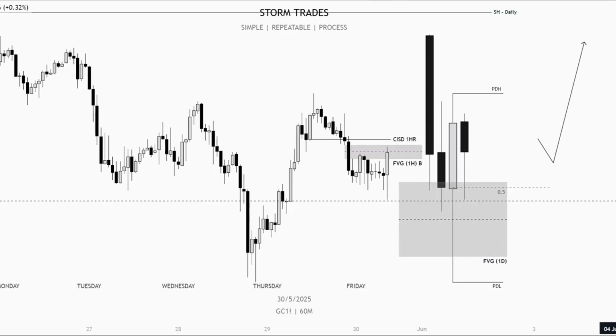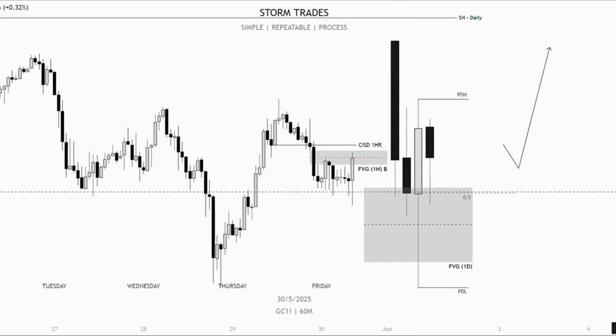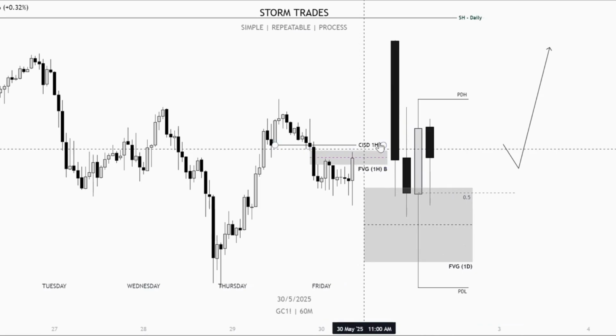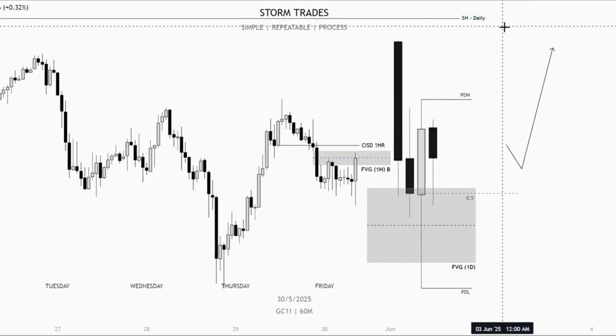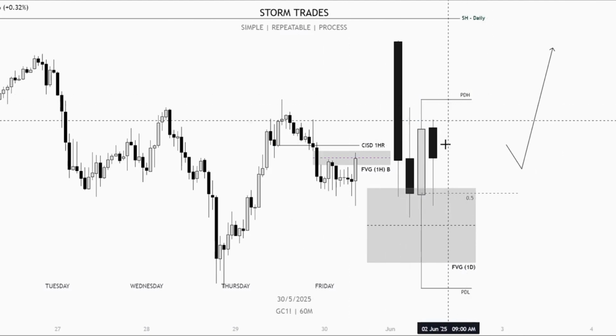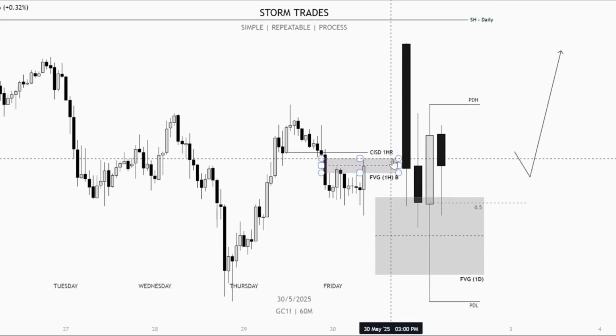So what I made note of was, look, if we start closing above this hourly fair value gap and we invert it, then I would align with my daily bias, and I would look for higher prices, at least to the previous daily high. Okay, so I write that in my analysis. This is my invalidation level right here.